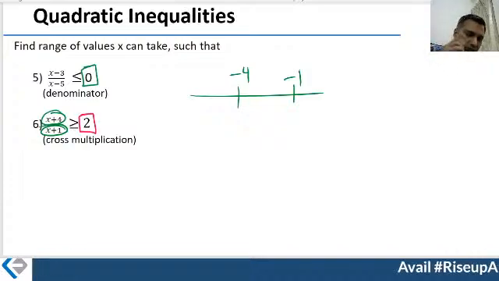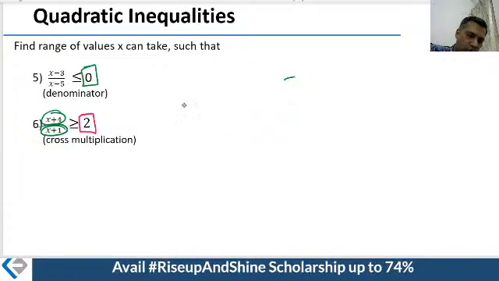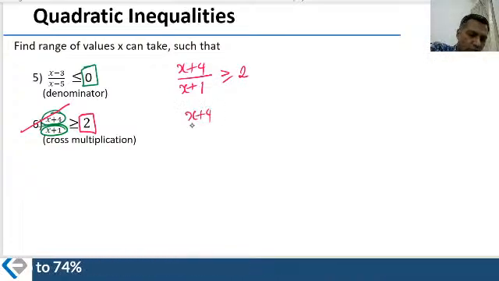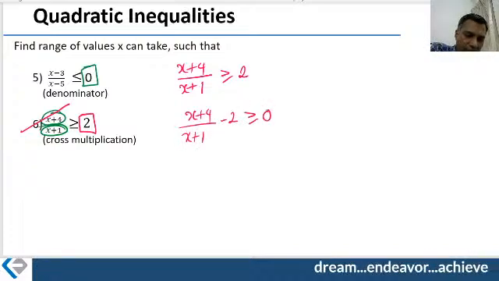Point is, first it should be 0. That's my first point with question number 6. What is given to me, friends? It's given to me (x plus 4) divided by (x plus 1) is greater than or equal to 2. How do I make it 0? Subtract 2 on both the sides: (x plus 4) divided by (x plus 1) minus 2 is greater than or equal to 0.